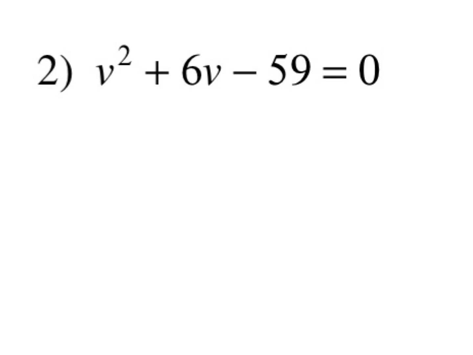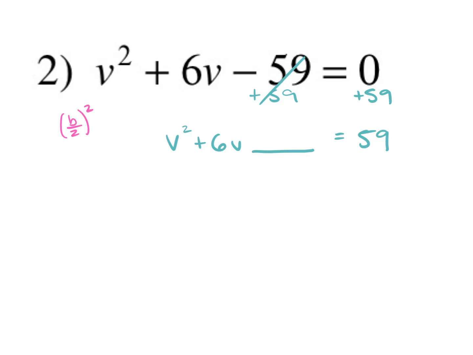So we have v squared plus 6v minus 59 equals 0. So first thing we want to do is add 59 to both sides. Perfect. So we have v squared plus 6v. I'm going to leave a space to complete the square, and it equals 59. Perfect. The little formula we use is b over 2 squared, and our b is 6. So we have 6 over 2 squared.